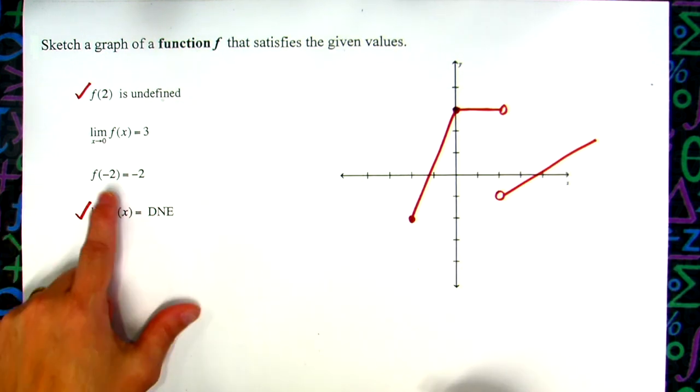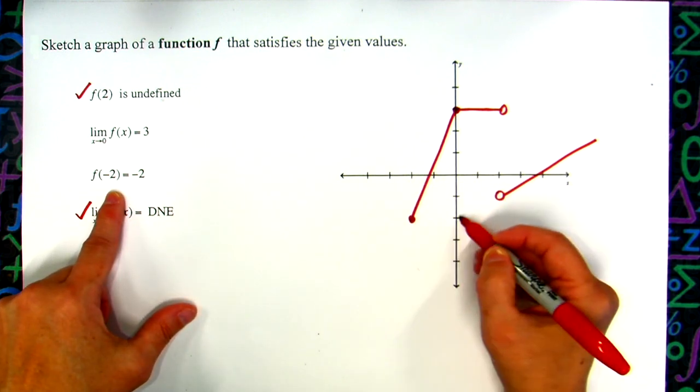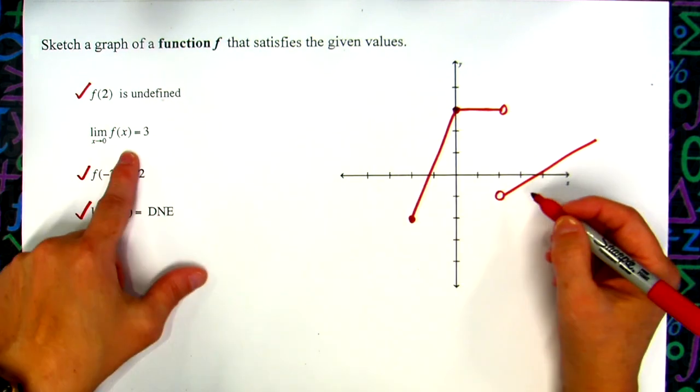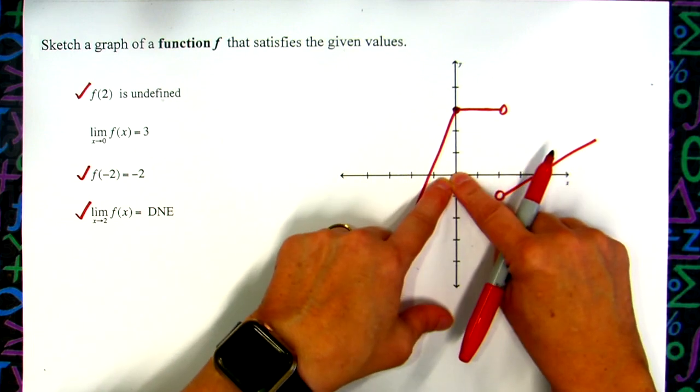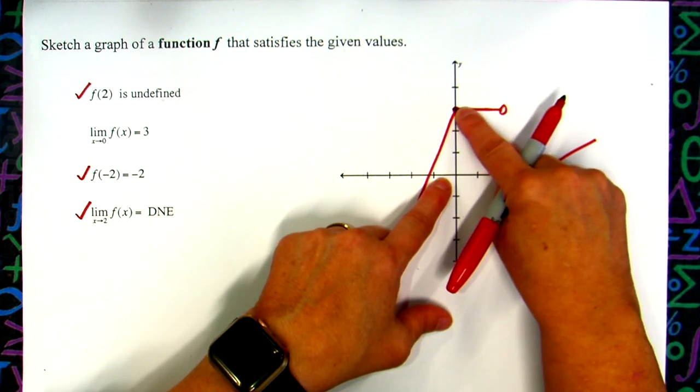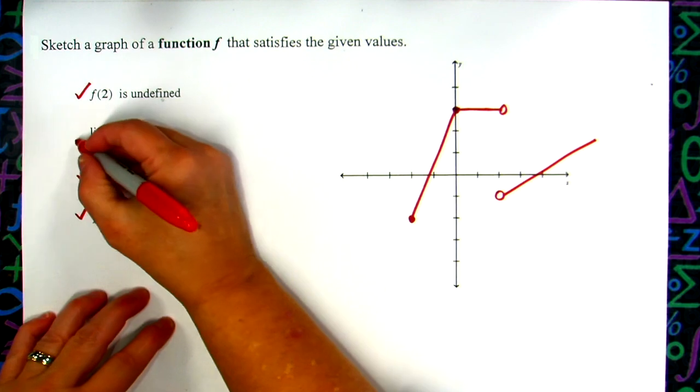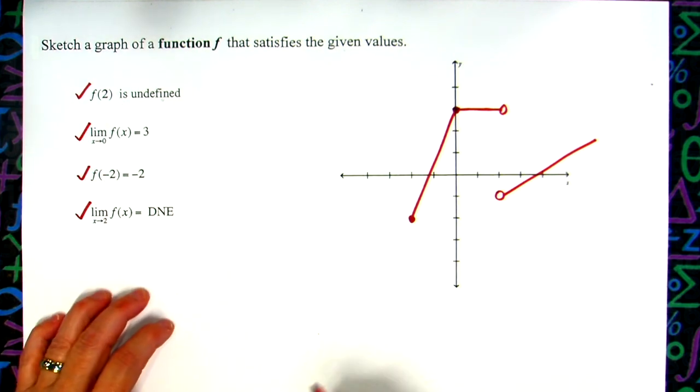Now let's check. f of -2 equals -2. Yep, check, that works. The limit as x approaches 0 is 3. So coming from the right, it's 3. Coming from the left, it's 3. So yes, I have met this condition. So I have met all my conditions.